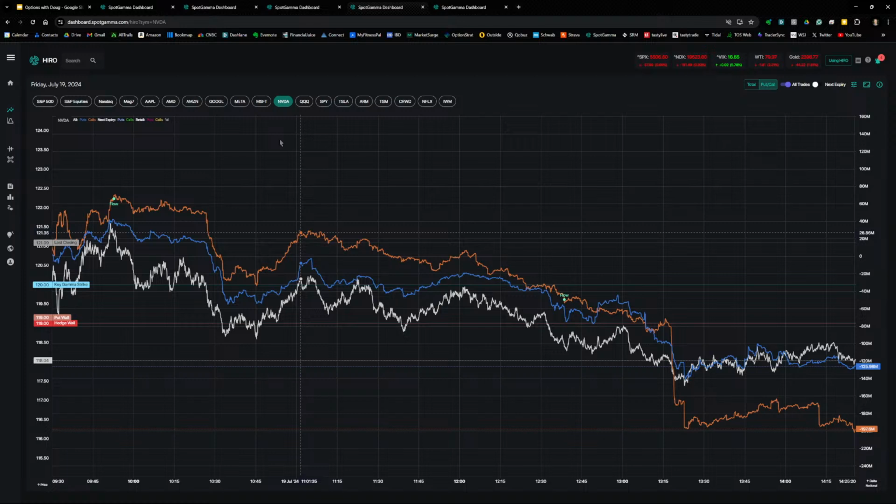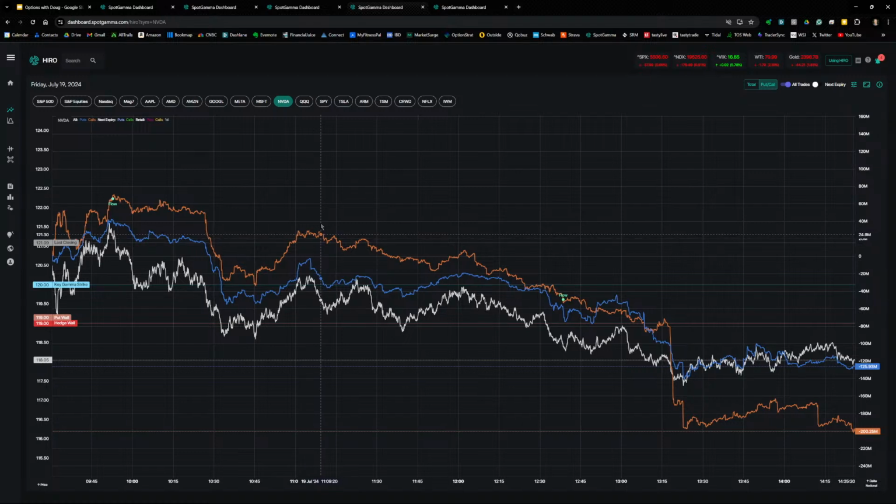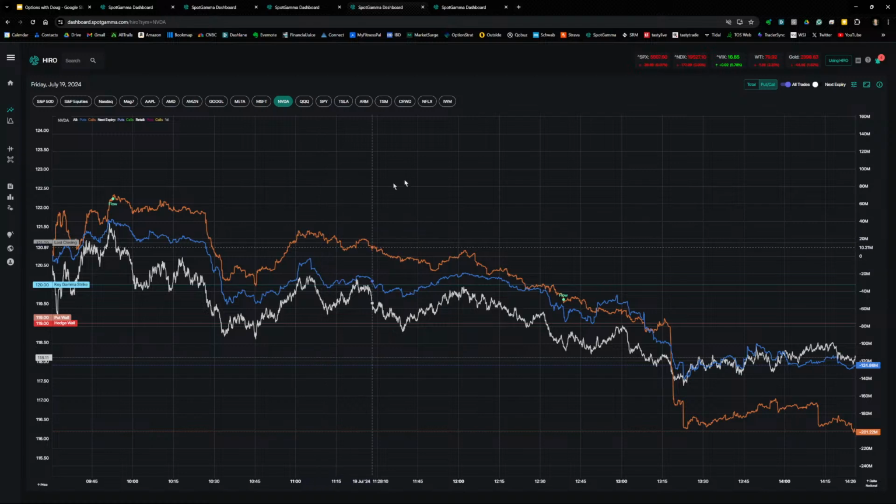So Nvidia trading down today. Traders are selling calls and buying puts. So for most of the day, orange line and blue line moving down, moving the same direction. Now maybe stabilizing, but again, call gamma unwind definitely going on here. Those calls are losing value. Market makers can sell their stock hedges.